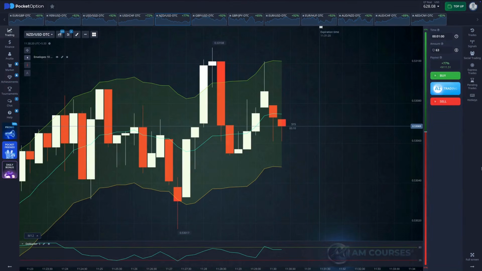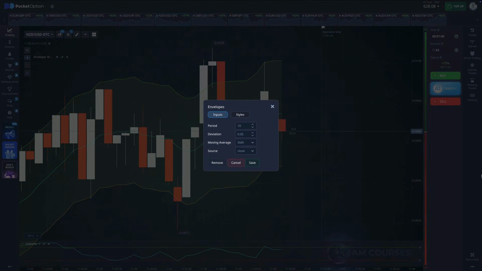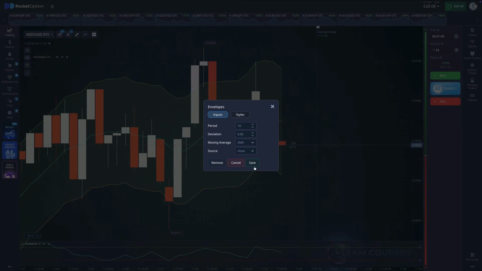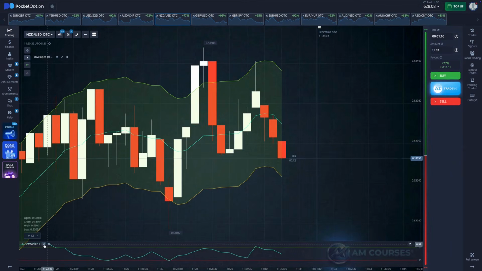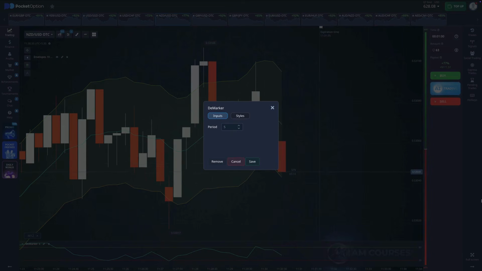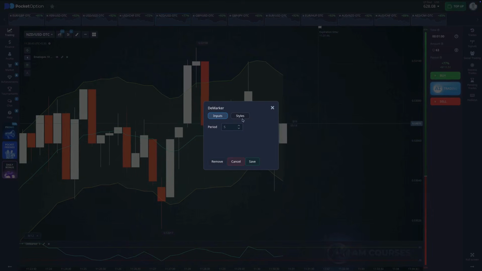live. With that in mind, let's set up your platform for fast-paced execution using a 15-second chart and a strict 1-minute expiry. First, load up your envelopes, set the period to 10, and bring that deviation down to an extremely narrow 0.05%. Next, add the DeMarker indicator, set it to a fast 5-period, and make sure your overbought and oversold levels are locked at 0.8 and 0.2.